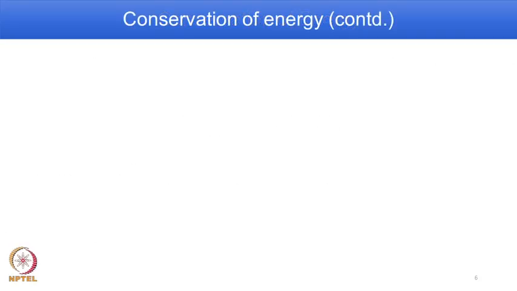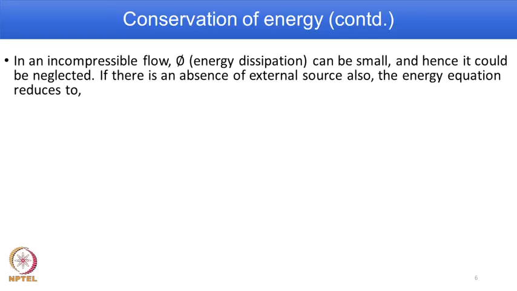As we did the exercise of simplifying conservation of mass and conservation of momentum for different situations, the conservation of energy equation is also simplified. In the case of incompressible flow, phi, which represents the energy dissipation, will be very, very small, hence the effect can be neglected from that equation. Similarly, if there is an absence of an external source, then the energy equation gets reduced to only one term on the right hand side.